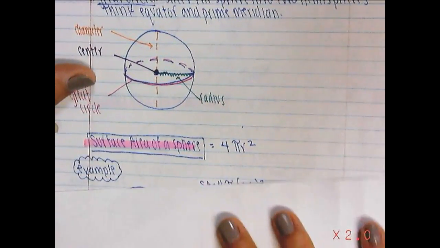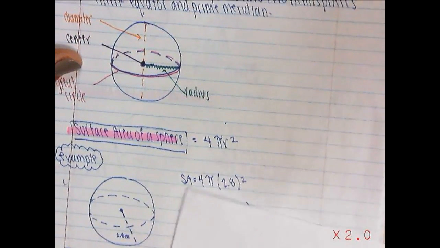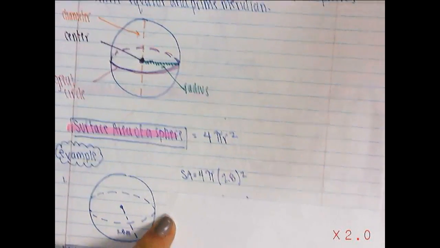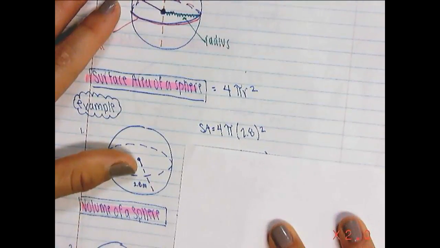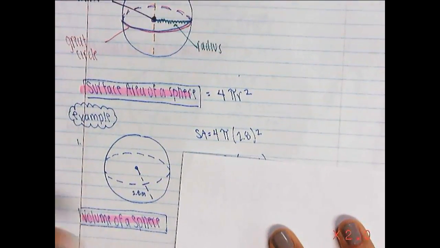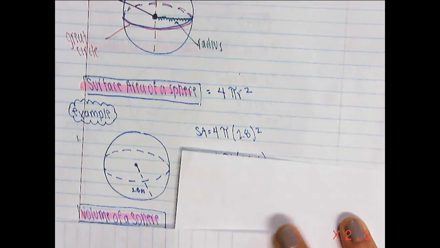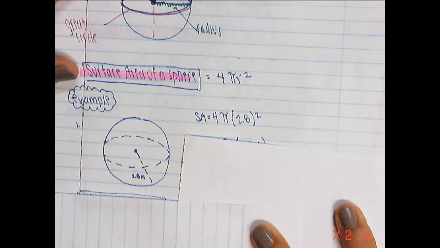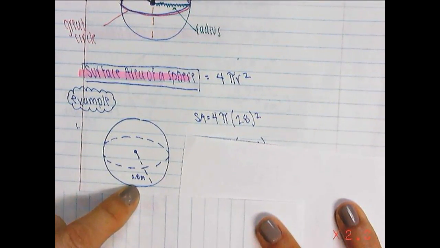So let's look at an example of this. We're going to look at surface area first. And let me just move some stuff out so I can move this paper up. I have this sphere, and I see that this radius that I marked, if you can't read that, says 2.8.